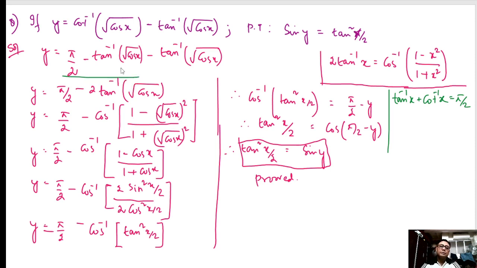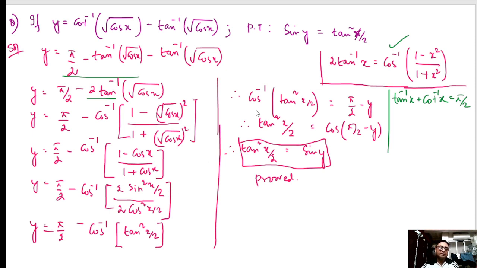Now see, it becomes minus tan inverse root x minus tan inverse root x, which is minus 2 tan inverse root x. So the 2 tan inverse x formula we are using is cos inverse of 1 minus x square by 1 plus x square, root cuts. 1 minus cos theta is 2 sin square x by 2, 1 plus cos x is 2 cos square x by 2, 2 cuts. It becomes tan square x by 2.